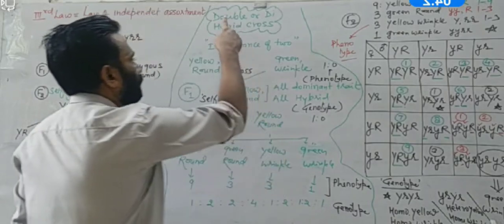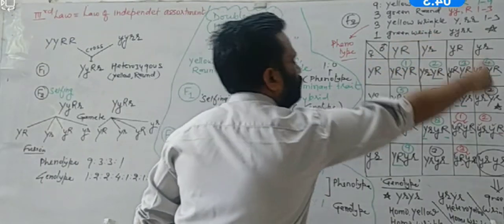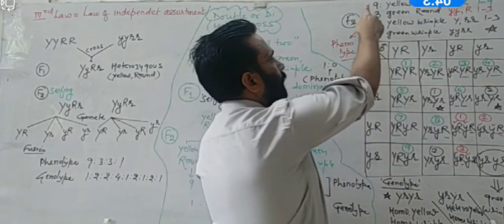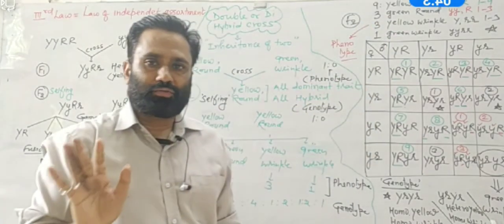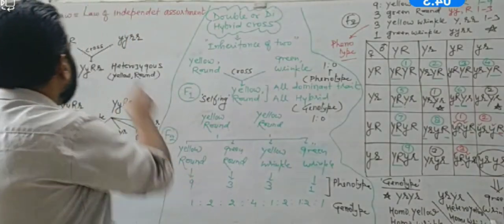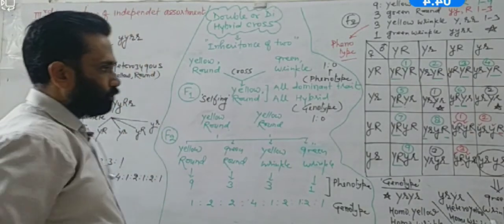If we are taking a dihybrid cross, we can see 16 different plants. 9 plus 3 plus 3 plus 1. These are a total of 16 varieties of plants we can say, because of which law? The law of independent assortment.